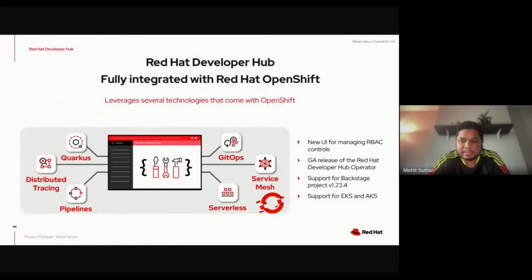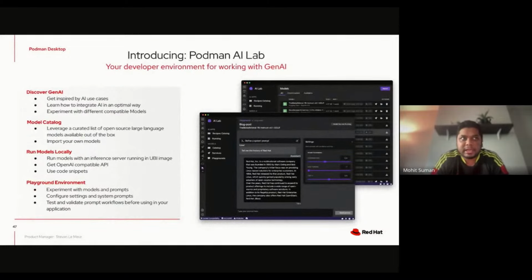The next important experience we have is Red Hat Developer Hub. That's based on top of CNCF project Backstage, and that fully integrates with Red Hat OpenShift. It accomplishes a lot of functionality which comes together with OpenShift, that you can integrate with serverless, service mesh, GitOps, Quarkus, pipelines. For this release, we have a new UI, which is specifically related to managing RBAC controls. We have a new GA for the Red Hat Developer Hub operator out there, and it supports both EKS and AKS together. Next slide.